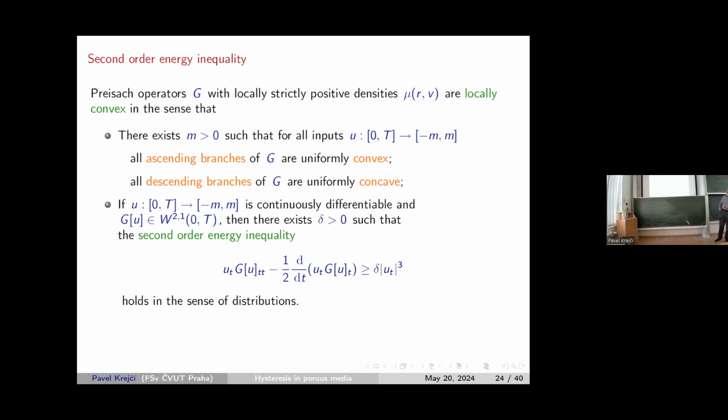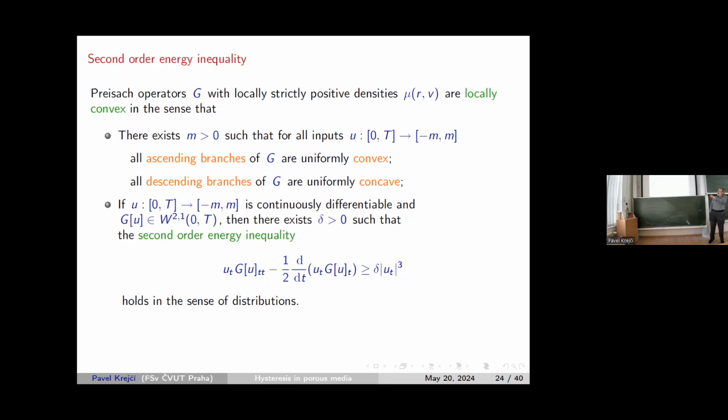And now we take an input U, which is continuously differentiable. We choose U in such a way that G of U is twice differentiable, and then there exists delta such that we have the second order energy inequality. This is indeed something that looks like the energy inequality, only there is one derivative more. So this would be the counterpart of the power supply to the system. This would be a counterpart of the derivative of the potential energy, and this will be the counterpart of the dissipation, which is cubic. I will come back to that.